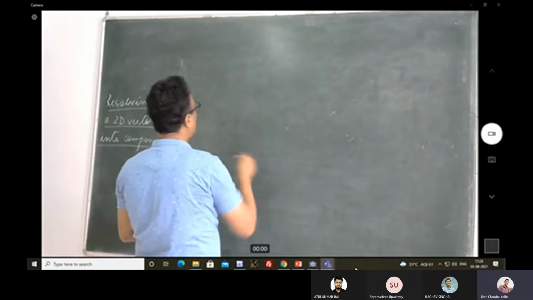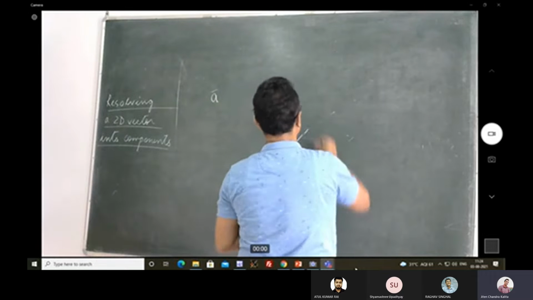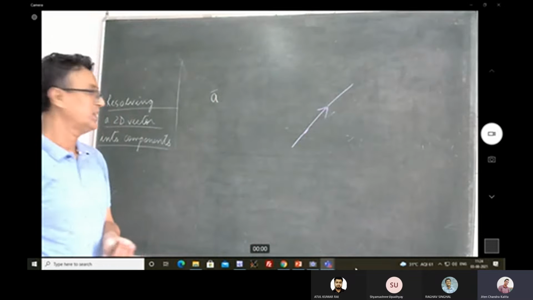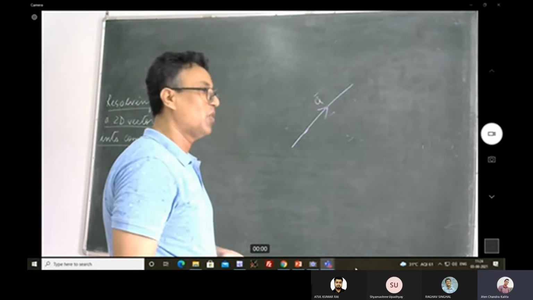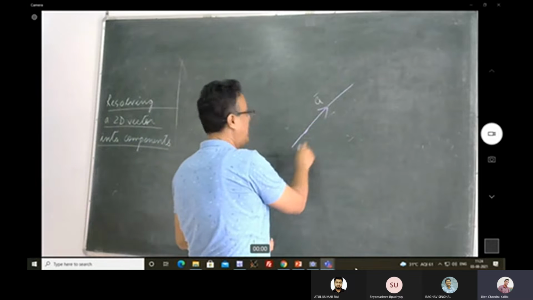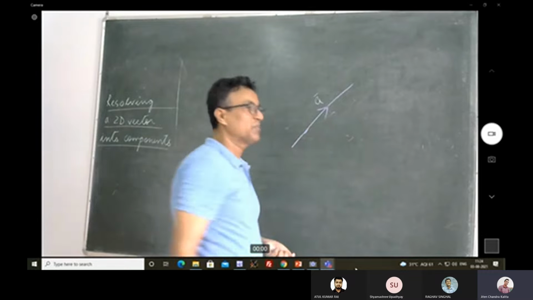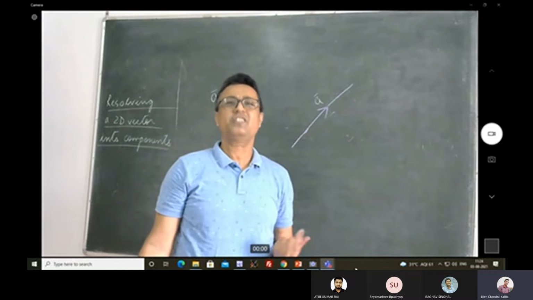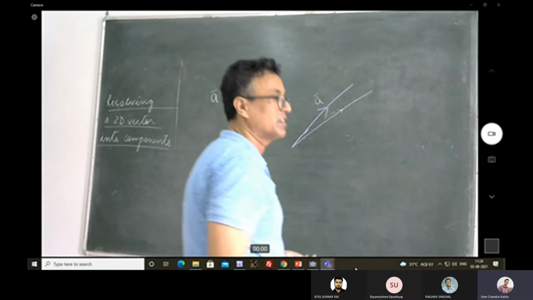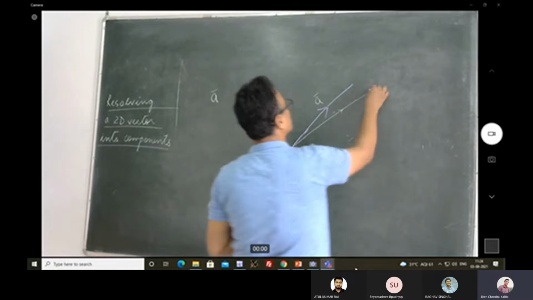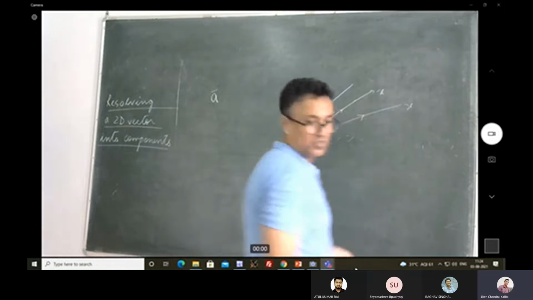Suppose I am considering an arbitrary vector, say it is given by A. This is the vector A. Now suppose I want to resolve the component of this vector along a certain direction. For the sake of simplicity, I may assume that particular direction is along the x-axis. So suppose along this direction I want to resolve the component of A. I may consider this to be the x-axis, and I call that x. Okay, it doesn't matter.